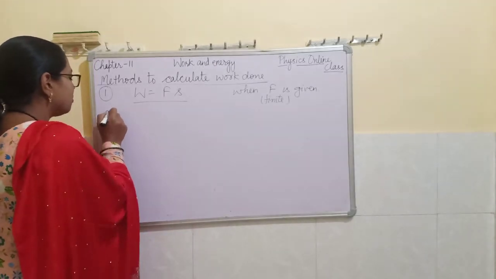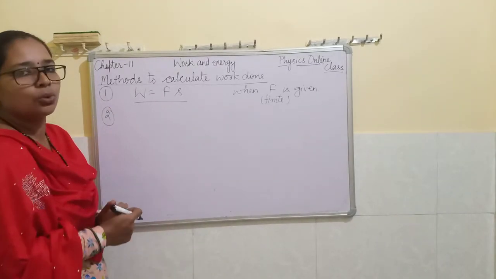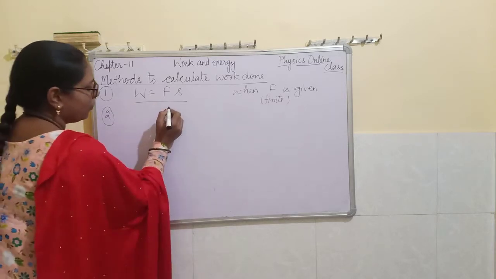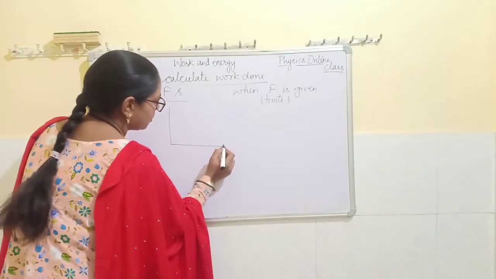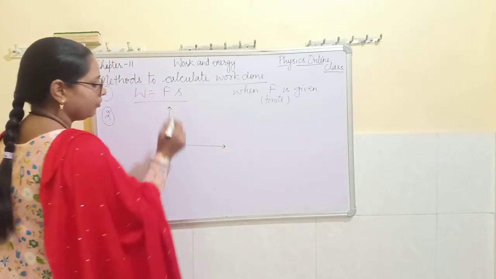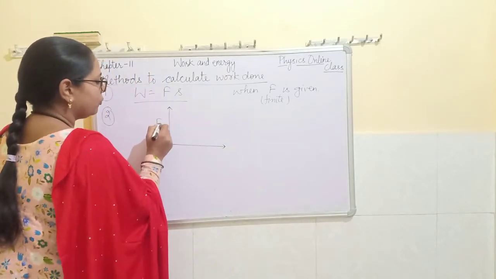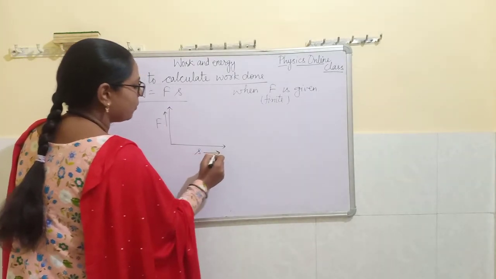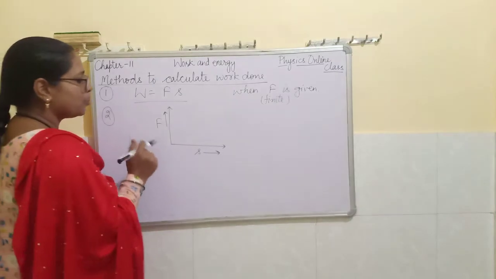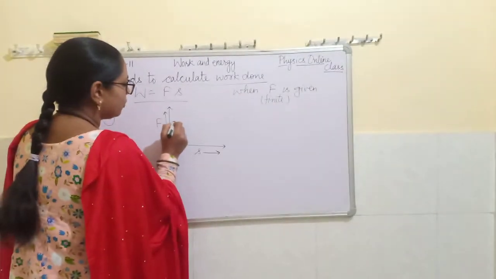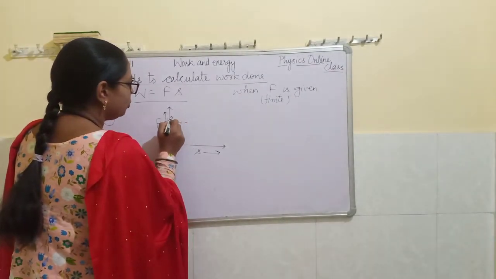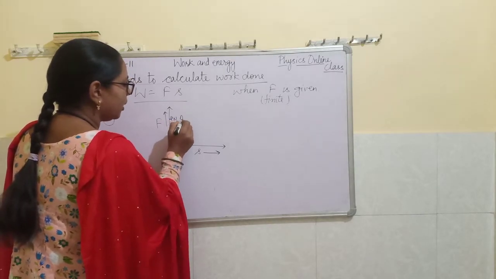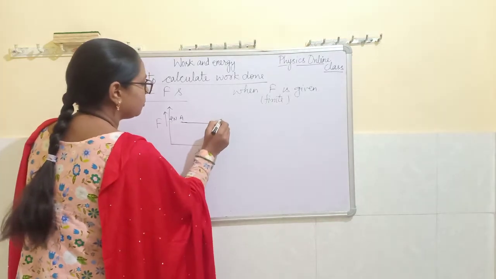Second method, sometimes graphical questions are also asked regarding work done, that what is the work done. For example, like this. Here the value of force applied is given and here is the distance travelled by the body. Suppose a force of given value 2 Newton is applied on a body from point A to point B.